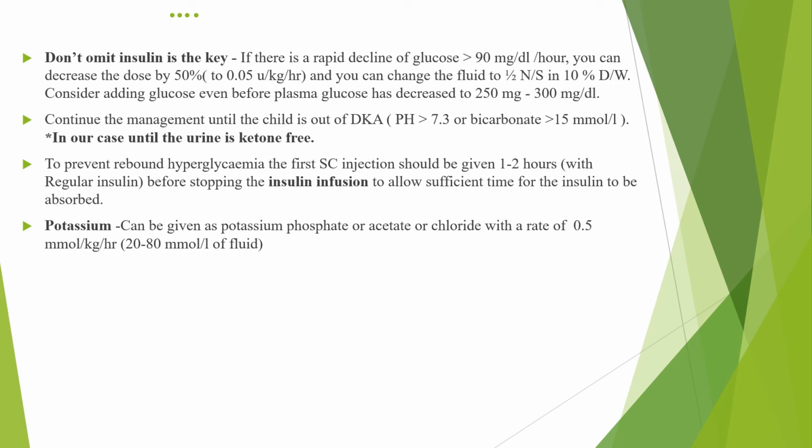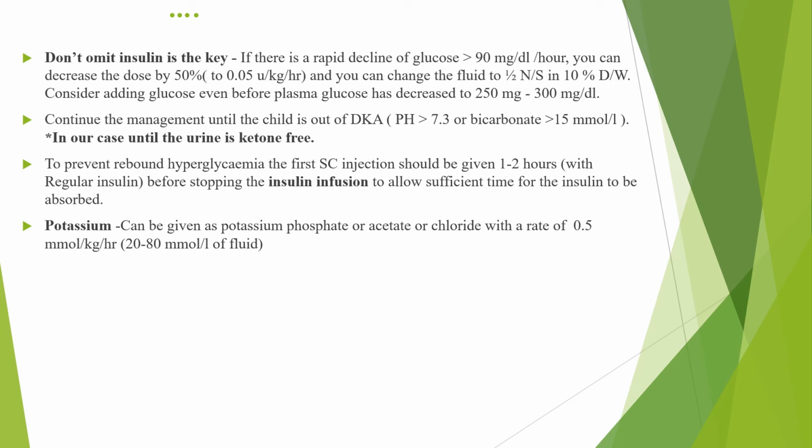If you can do ABG, we can say a patient is out of DKA if the patient is conscious, pH is greater than 7.3, and bicarbonate is greater than 15 millimole per liter. In our case, it is until the urine is ketone free. To prevent rebound hyperglycemia, the first subcutaneous injection should be given 1 to 2 hours before stopping the insulin infusion to allow sufficient time for the insulin to be absorbed.